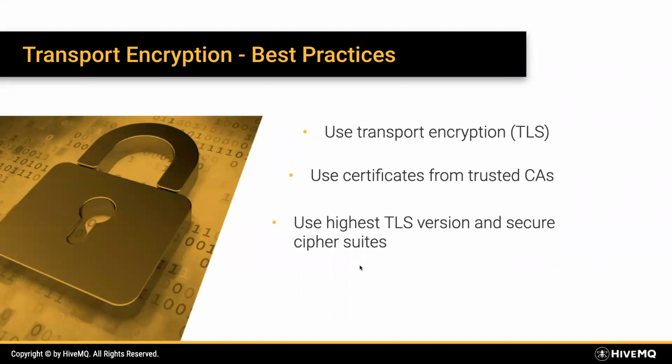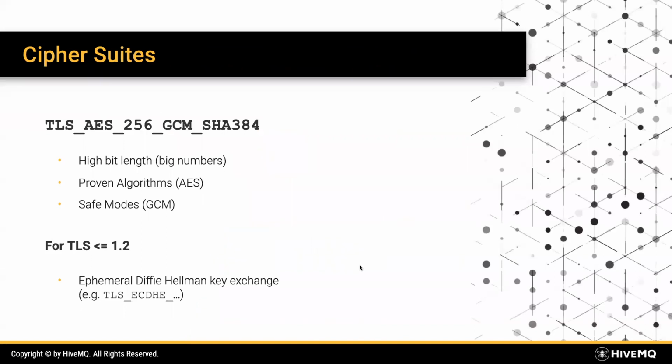So best practices: always use transport encryption, and use certificates from trusted certificate authorities. There are commercial ones, there are open source ones. And use the highest TLS version and secure cipher suites. I cannot stress this one enough. The more modern your TLS version is, the more secure you can feel in your communication. What is a secure cipher suite, you might ask? A secure cipher suite looks like this. This is an example from the latest TLS specification, 1.3. And generally, you can say the higher the number, the better.